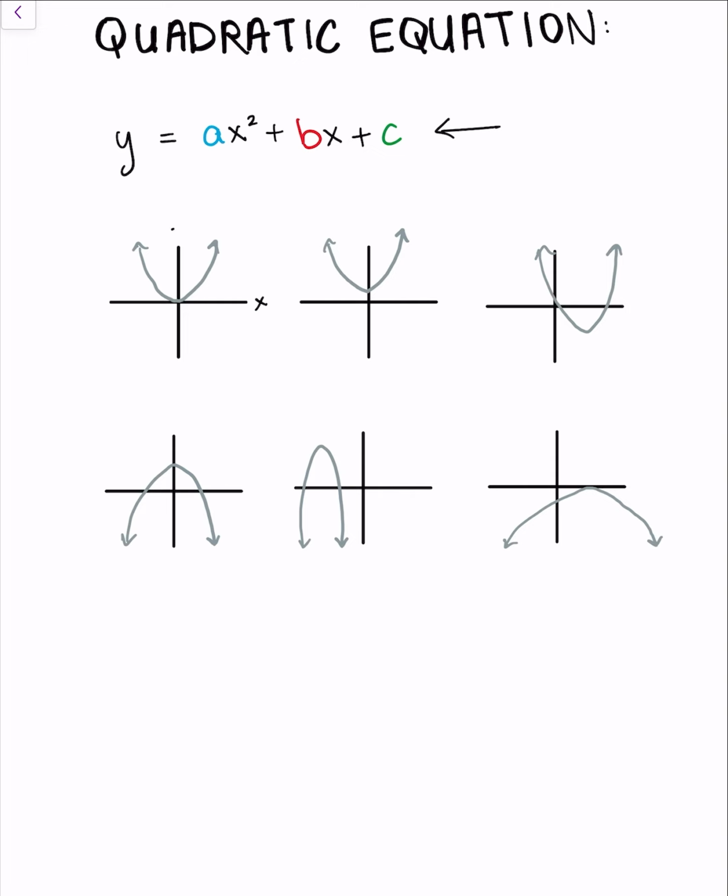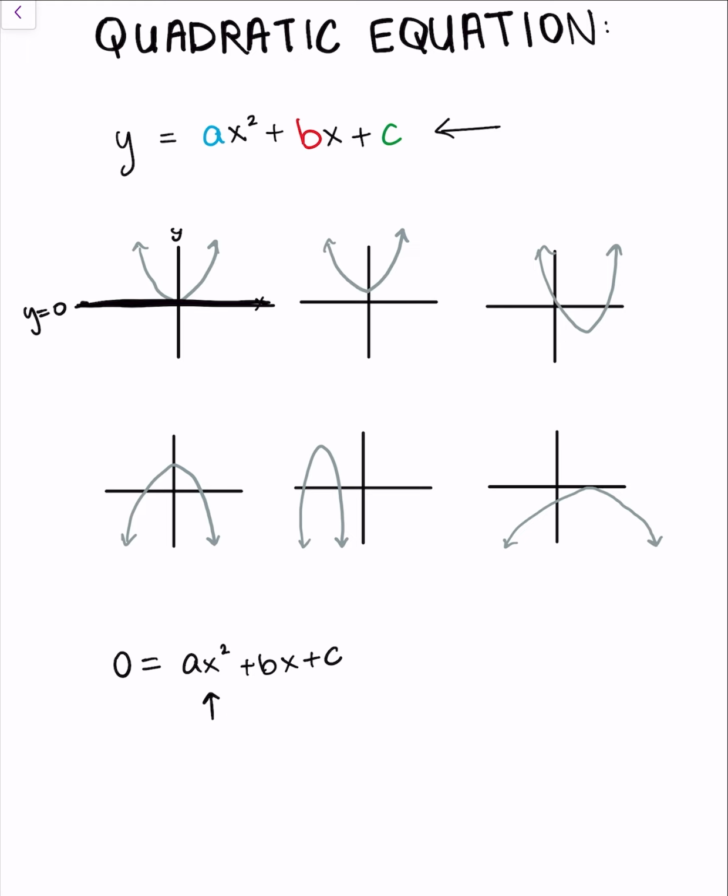So here's x and y. The x-axis is right here, and it occurs where y equals 0. So when you're solving a quadratic equation, you always must make it equal to 0. So it'd be 0 equals ax squared plus bx plus c. Then you're trying to solve for the value or values of x.